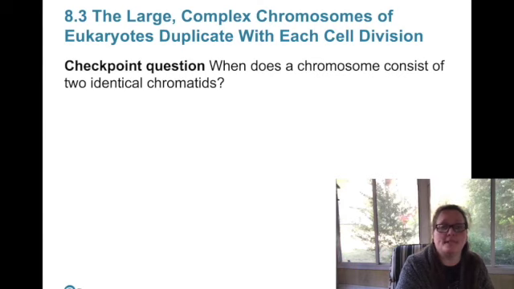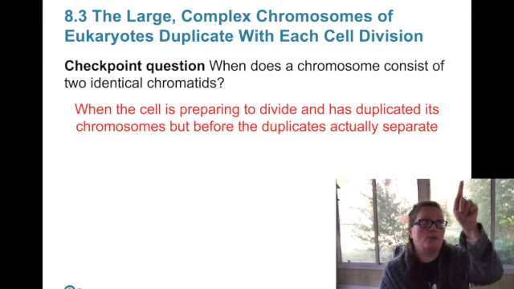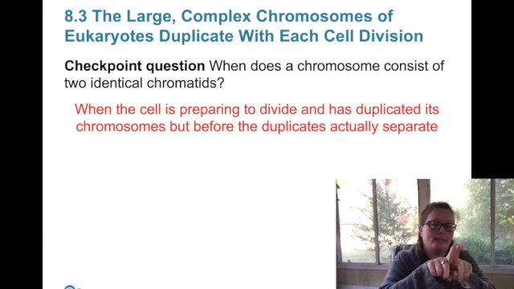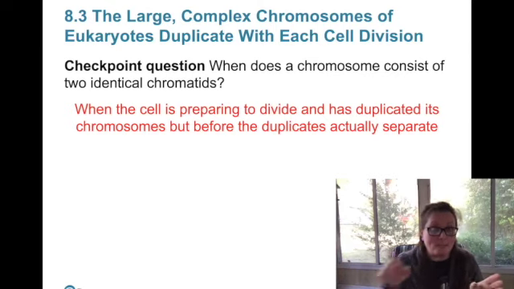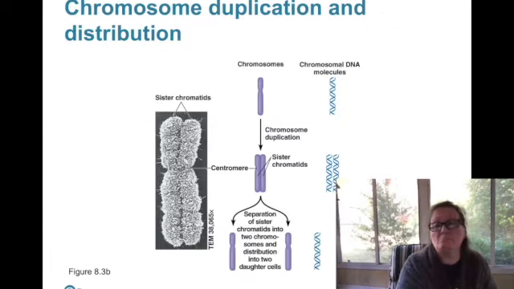When does a chromosome consist of two identical chromatids? Well, when it's preparing to divide, because it has to have duplicated itself. You've got the one strand that duplicates, but it's connected at that one spot from where it duplicated. And if you remember when I said the PMAT, it's going to condense, line up, and then pull apart. So sister chromatids that way. Here's the example: the chromosome duplicates, chromatid, centromere where they touch, and then they get separated into two different cells.